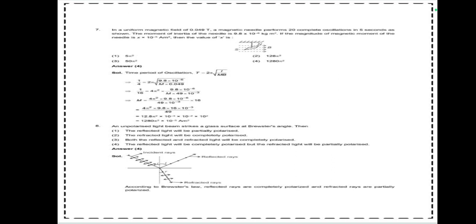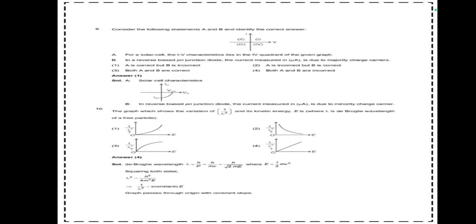Question number 8. An unpolarized light beam strikes a glass surface at Brewster's angle, then. Answer is 4. The reflected light will be completely polarized, but the refracted light will be partially polarized. Question number 9. Consider the following statements A and B and identify the correct answer. Answer is 1. For a solar cell, the I-V characteristic lies in the fourth quadrant of the given graph. Answer is 1.